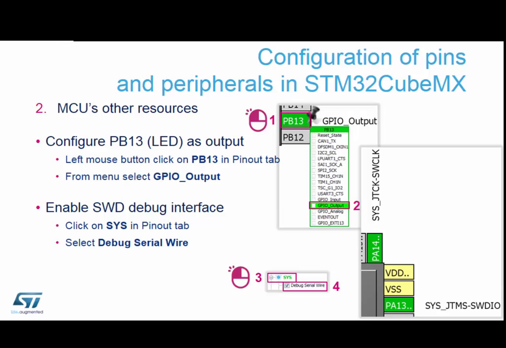Now, the last activity from this slide is that we look at the left side of the CubeMX. We look inside the peripherals tree and we find the SYS item, which stands for system. We click on it, and the first feature which we can control is the debugging interface. So I would like to ask you to select Debug Serial Wire. As a result, you should see that two pins, PA13, PA14, become green.